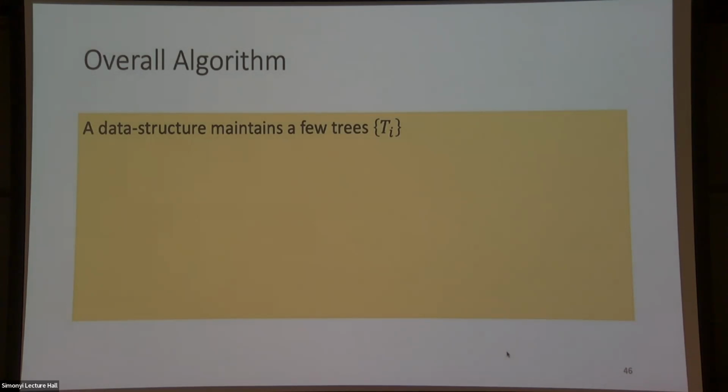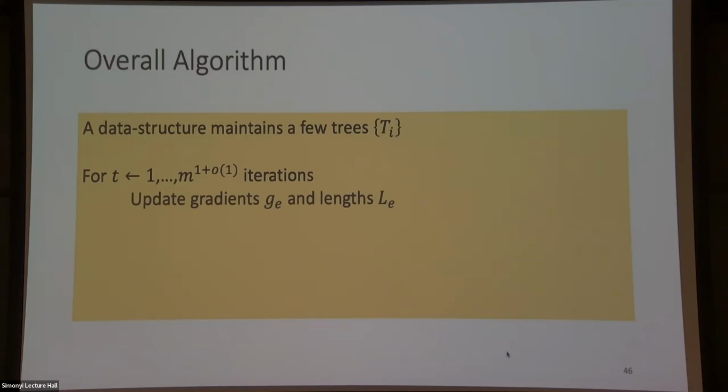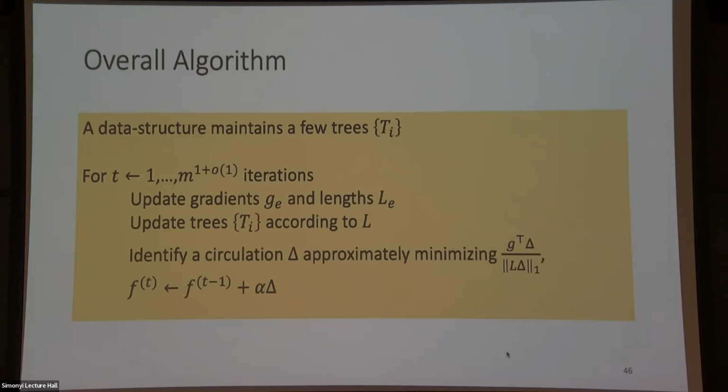Okay, so with these high-level pictures of these two components, let me tell you what our algorithm looks like. You have a data structure that's maintaining a collection of a few trees. We'll go for a linear number of iterations. At each iteration, you update the gradients and lengths. You update the trees according to these lengths. The trees return you a cycle that approximately minimizes some flow along this cycle. That's your update. Go back.